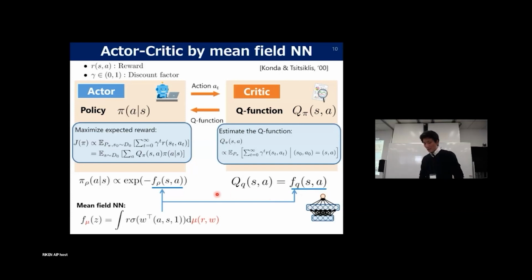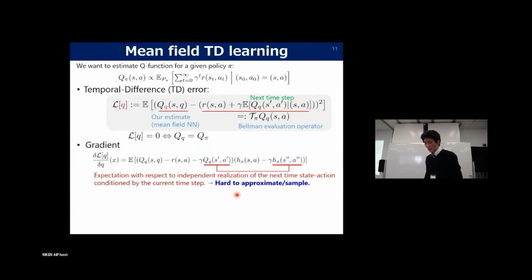As I said, in policy gradient descent, we need to estimate a Q function first. I want to explain how to estimate a Q function. Here we employ the TD learning framework.